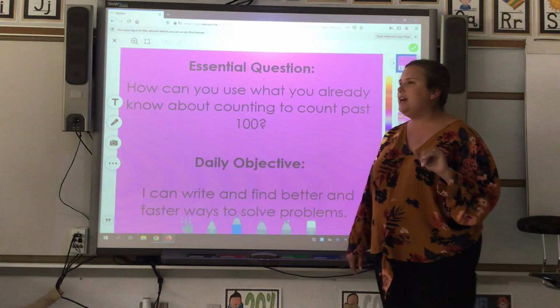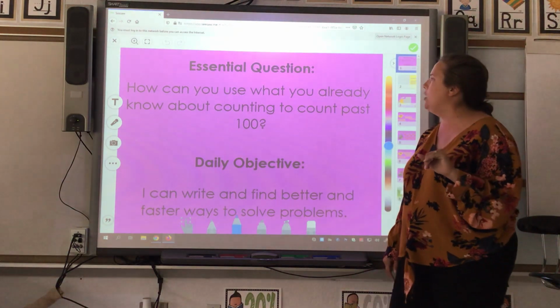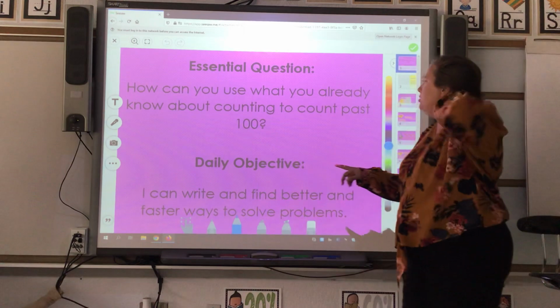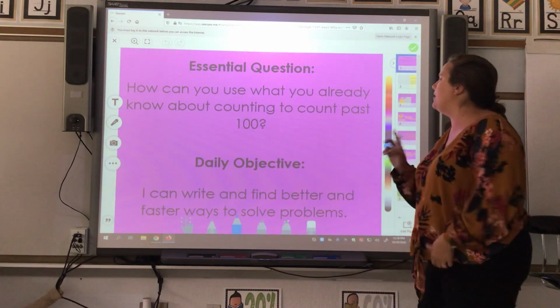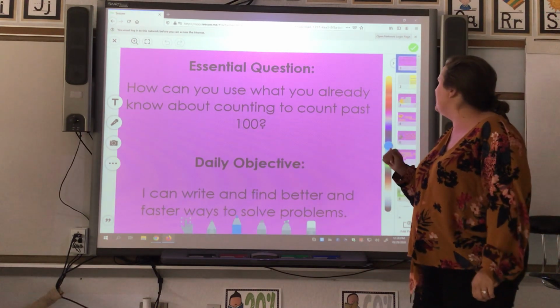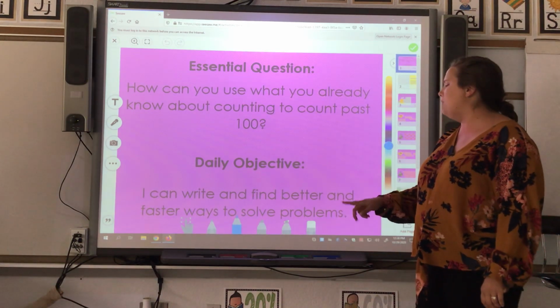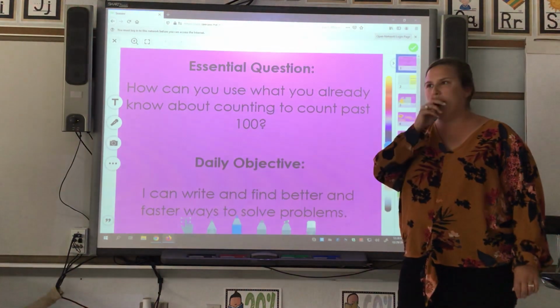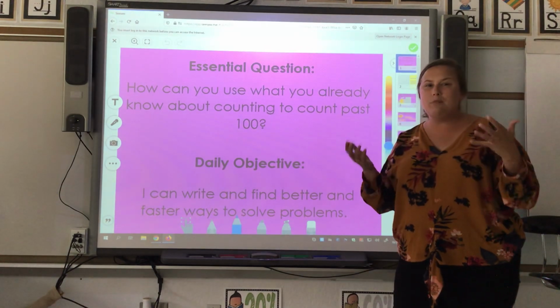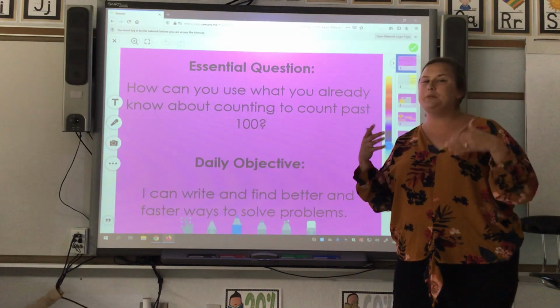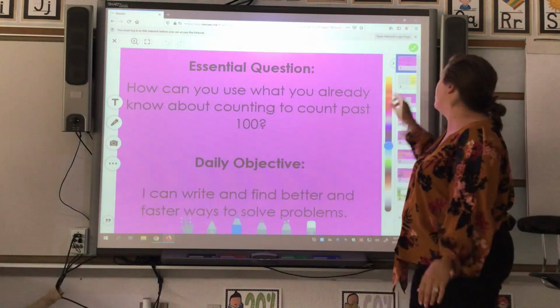Having a wonderful day. Let's look at our question for today. How can you use what you already know about counting to count past 100? I can write and find better and faster ways to solve problems. Using strategies sometimes helps us solve problems even quicker. That's why we have them.